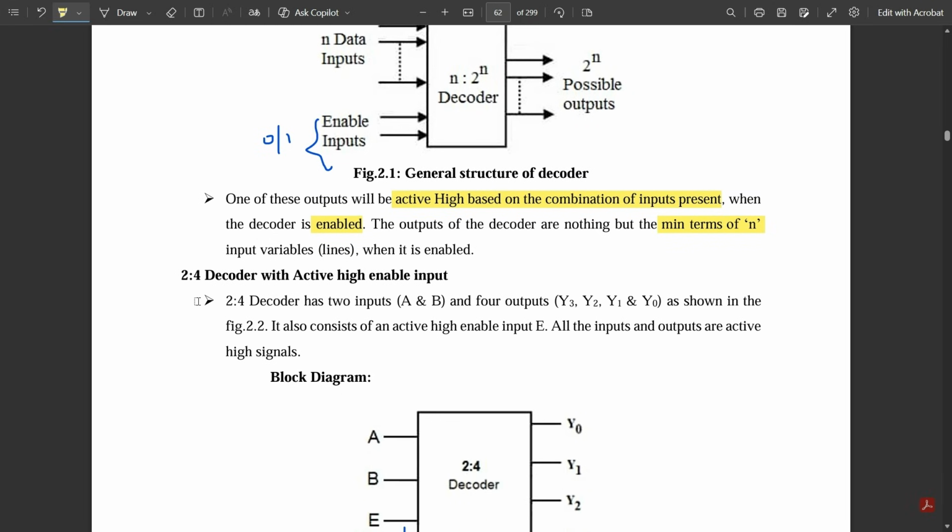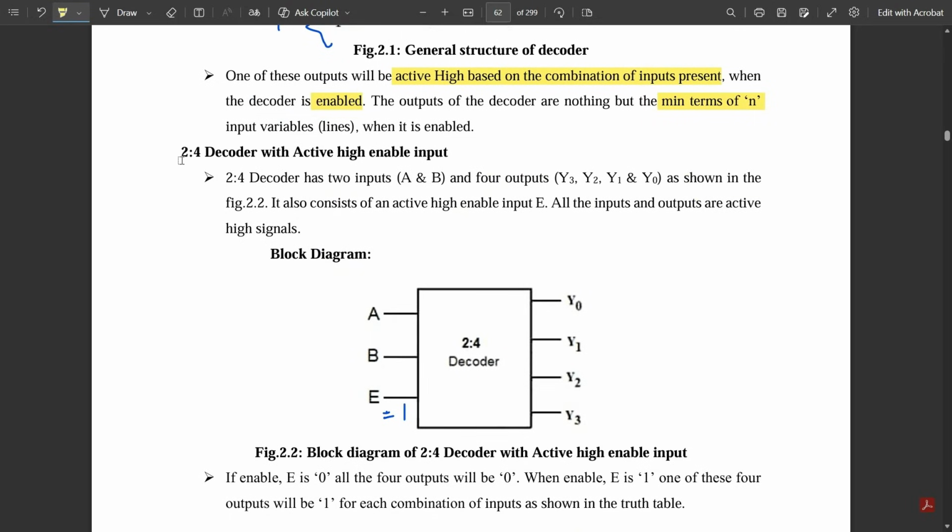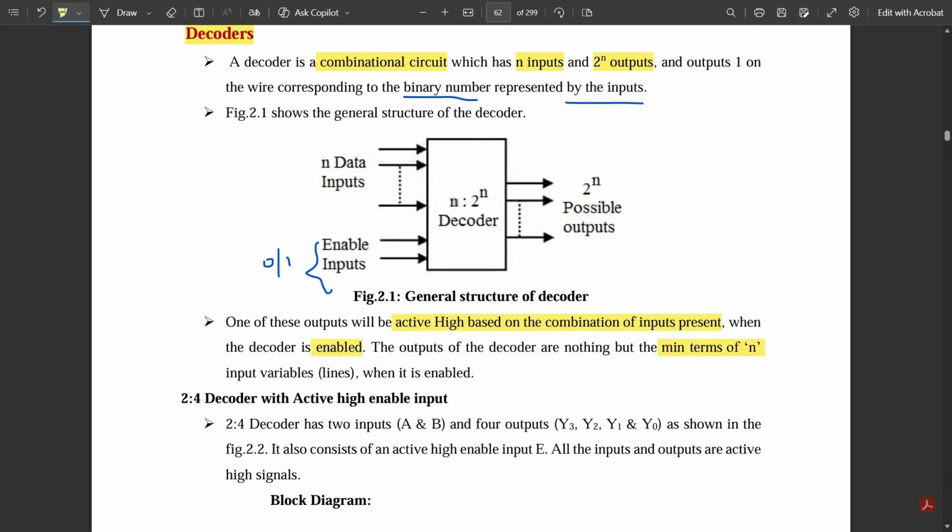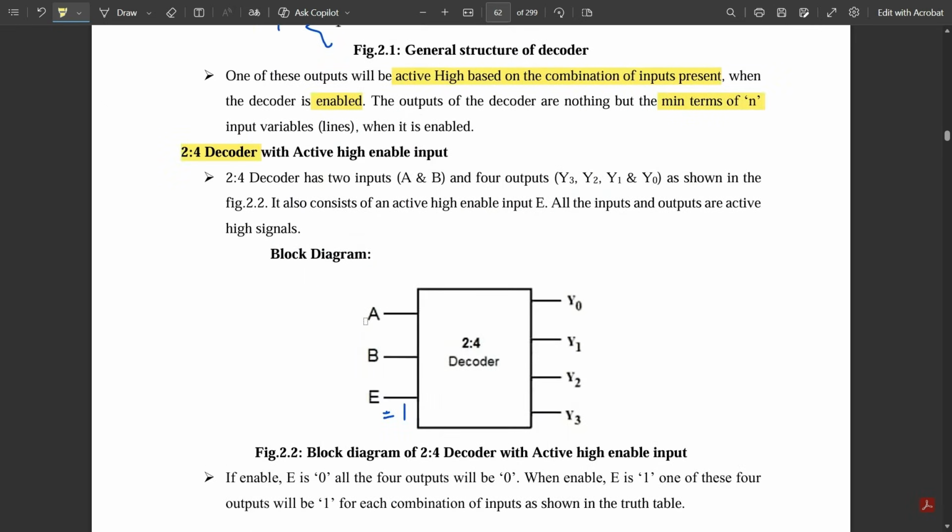Now let us see one simple example where the value of n is equal to 2. If we substitute n as 2, we get 2 inputs, and 2 to the power n, 2 squared, is 4 outputs. So it is a 2 to 4 decoder. Let us see what we mean by this 2 to 4 decoder with active high enable input. There is a high chance that they might ask a direct question to realize a 2 to 4 decoder with active high enable input with the block diagram, truth table, and the logic diagram.